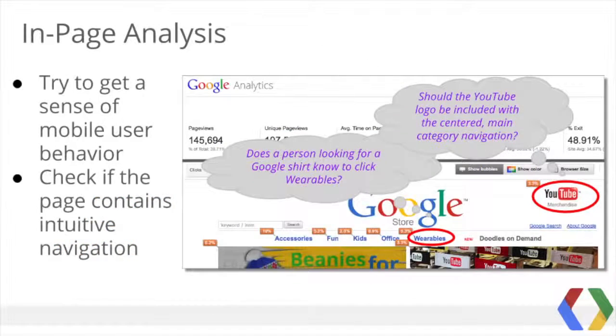It's also fun to look at in-page analysis to get a sense of mobile user behavior. When we look at the main shopping page, we can see the percentage of clicks to each of the links. Check if the page contains intuitive navigation. Given common site search queries like shirts and YouTube, does the page content and navigation satisfy the user intent? Does a person looking for a Google shirt know to click wearables? If YouTube merchandise is extremely popular with my visitors, should the logo be included with the main category navigation in the center or remain off to the right?